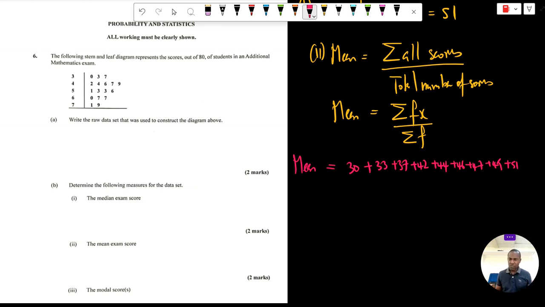Now 53 is actually listed twice, but since it's only two times, we could just write it down. So plus 53 once more, and then of course we have plus 56, then 60, then we have 67 twice, so plus 67, plus 67, and our last two scores, plus 71, plus 79. So that is the sum of the scores. Let's just work out the sum of all the scores first. So the sum of all scores is equal to that, and we go to our calculator. Let's see what this is going to give us.